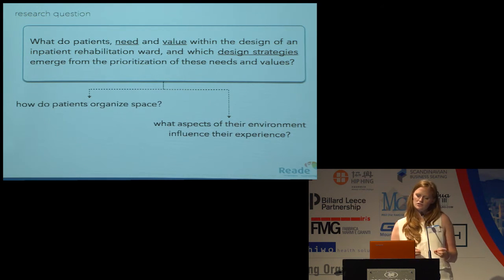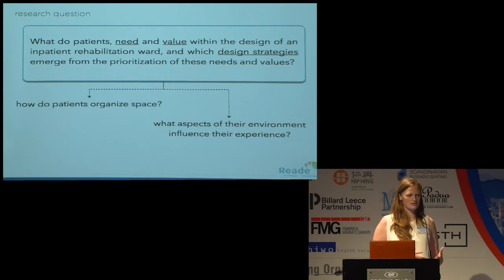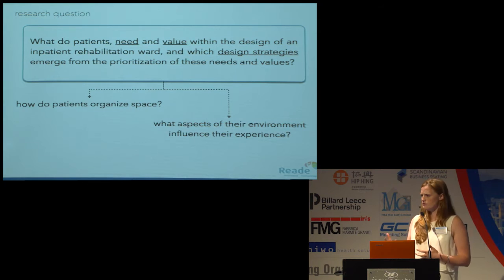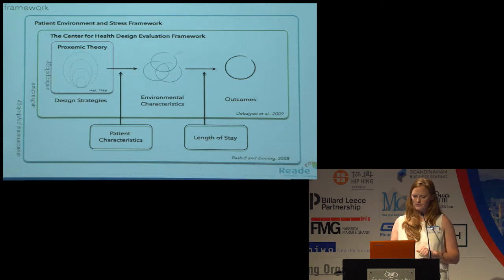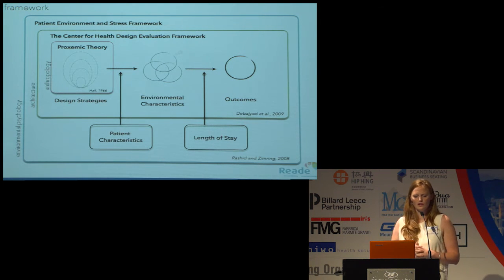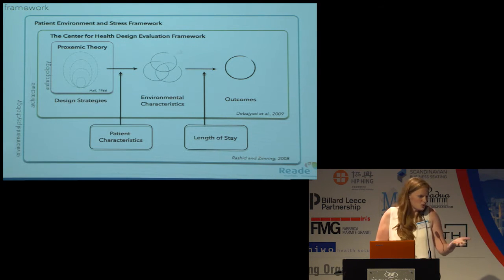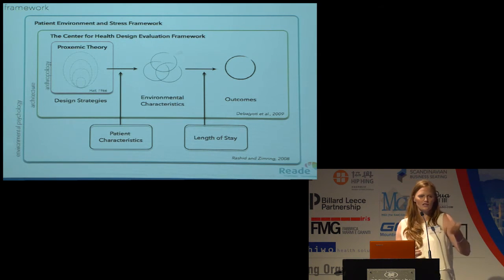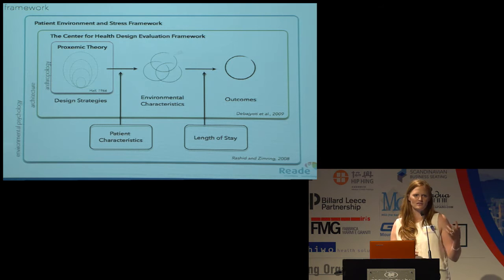I was particularly interested in how patients organize space in this new body, and what aspects of the environment influence their experience in this care environment. Now, being trained in transdisciplinary research, I really reached out to a bunch of different fields of research to build my framework. First and foremost, I'm going to start in the middle, in the green circle, in architecture, from the Center for Health Design framework, where a design strategy, so a particular choice we make in the care environment, leads to environmental characteristics. For example, the glazing or the facade we use leads to a certain glare environment, or noise level based on the tile choices.